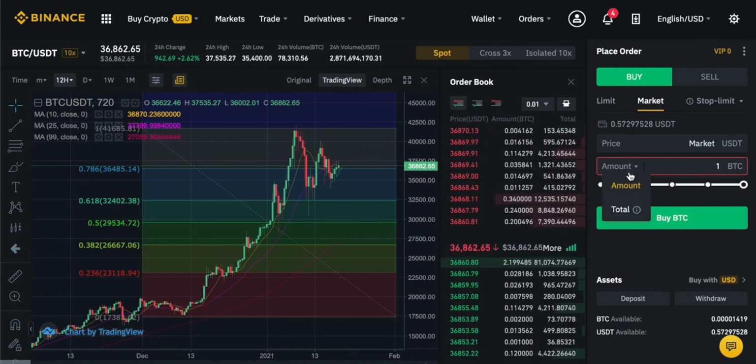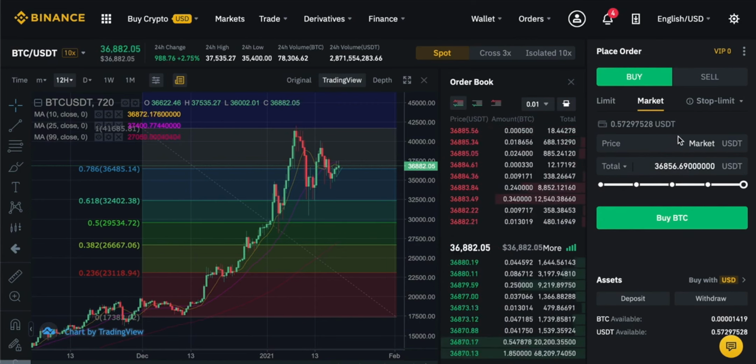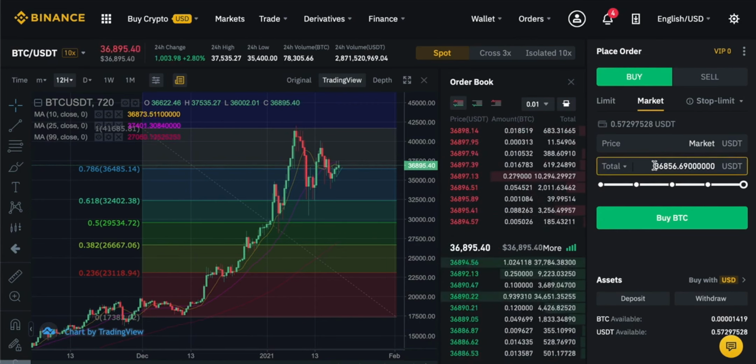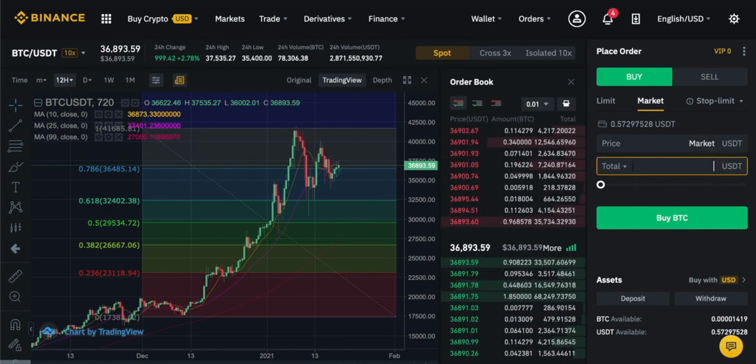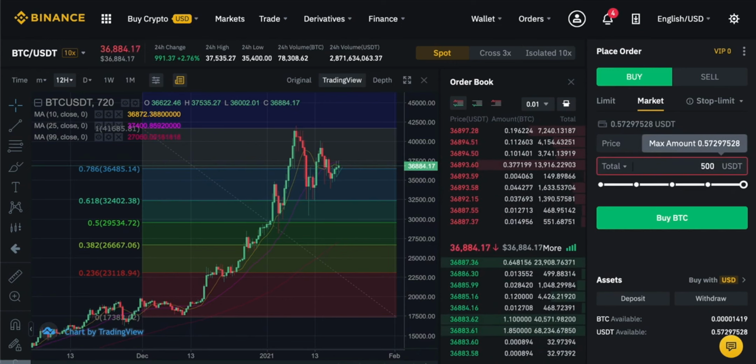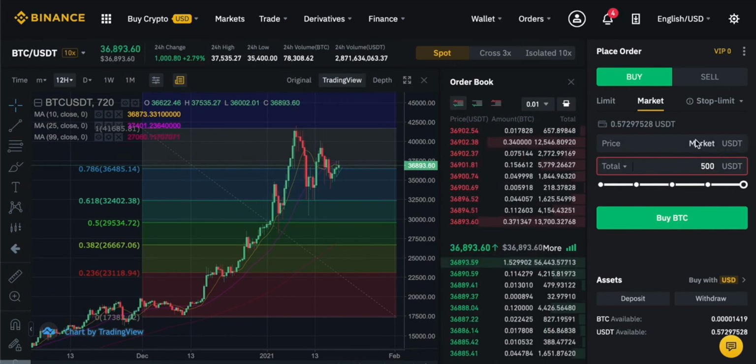You can also change this though to total. So if you go to total, it'll actually give you more or less the amount that you want to trade in the amount of US dollar tether. So you can trade this and you say, I only want to trade 500 like this. That's fine as well, but it will also not give you the price.